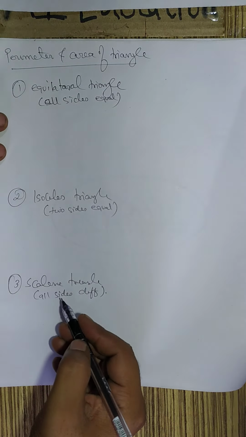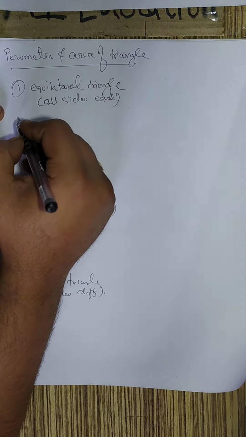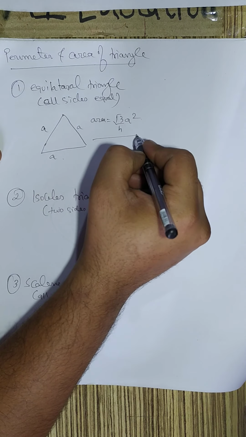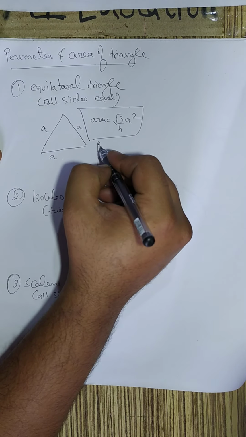So for all these three triangles, the formula for perimeter, conceptually, is that we will add the sum of all the sides, but specifically to calculate the area, let us say I have an equilateral triangle of the sides A. So in this case my formula for area will be root 3 by 4 a square. This is the formula for area of equilateral triangle. Perimeter, logically you can calculate A plus A plus A. So that is 3A.